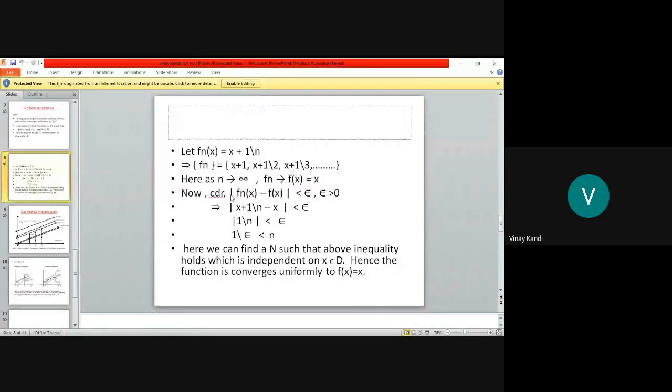As n tends to infinity, what is the limit function? fn tends to f of x, which is equal to x plus 1 upon infinity, that is x plus 0. So f of x is equal to x. This is our limit of the function. Now consider this one.